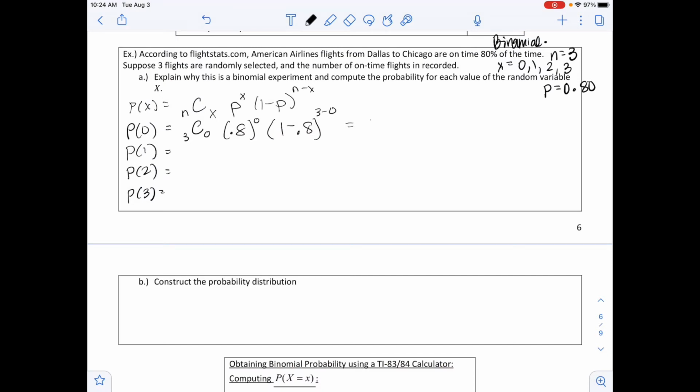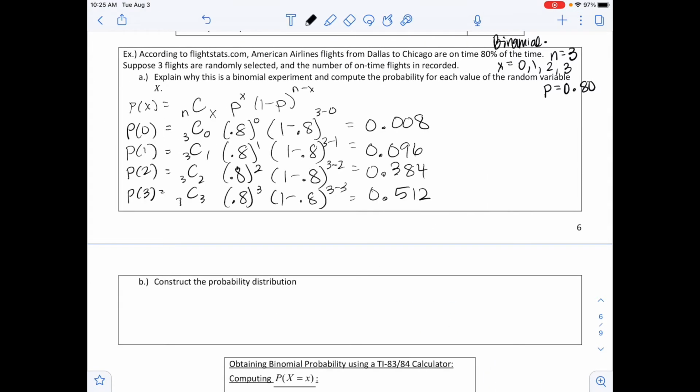From your calculator, you get an answer of 0.008. So the next three, I'm going to go ahead and fill those in and write down the probabilities, but definitely try them on your own and then ask if you have any questions. So we are able to calculate the probabilities for each value of the random variable.